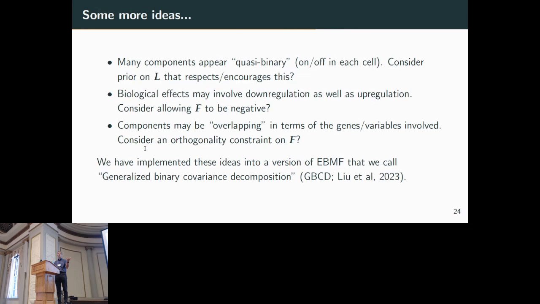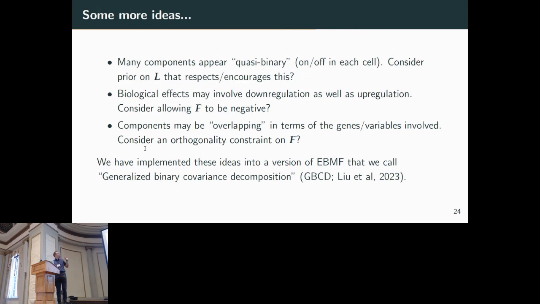So we're still going to have non-negativity on L, because cells either have the program or don't, or have a little bit of the program, but they don't have negative of the program. And the program can allow genes to go up or down. So now I'm going to let F be negative or positive. This is what might be called semi-non-negative matrix factorization, and it has been called that.